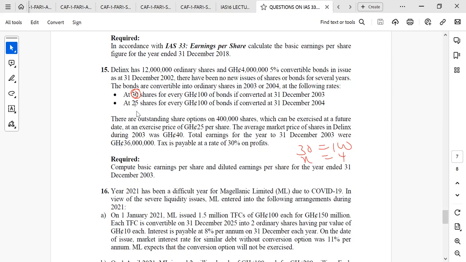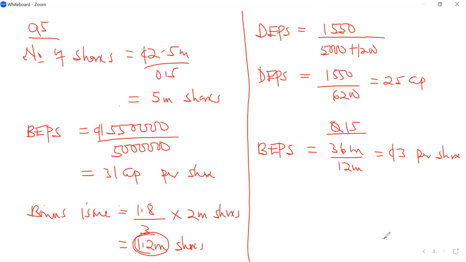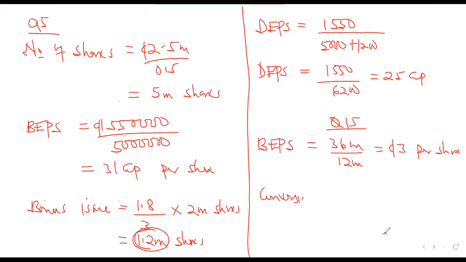So what we do now is we look at the conversion. We take our 4 million divided by 100 times 30. That will give us 1.2, isn't it? So 4 divided by 100 times 30, we have 1.2 million. That is the number of ordinary shares we will be getting if you convert.